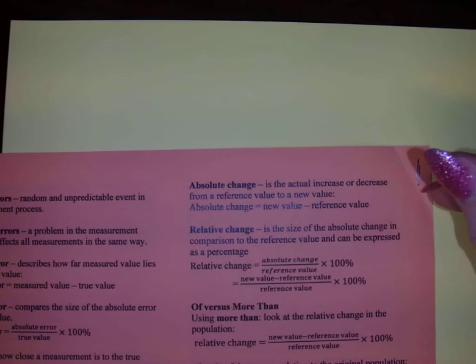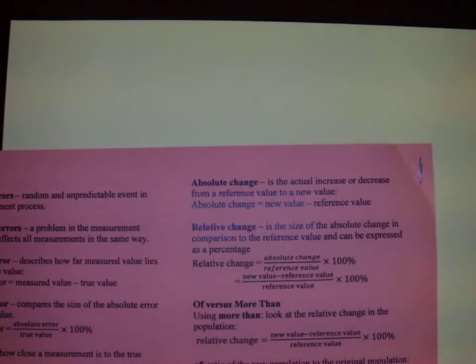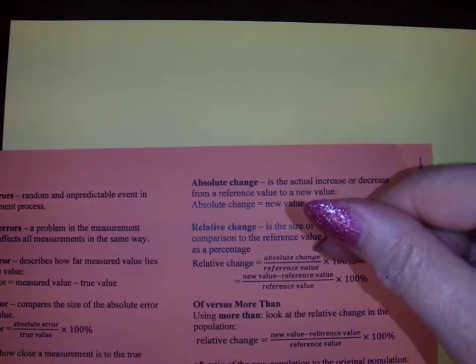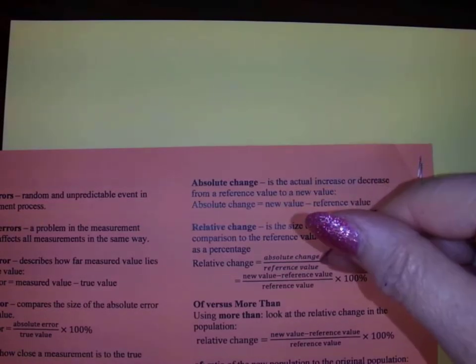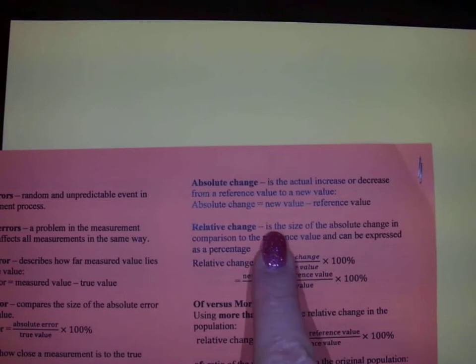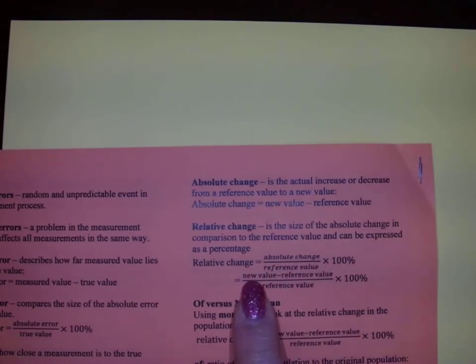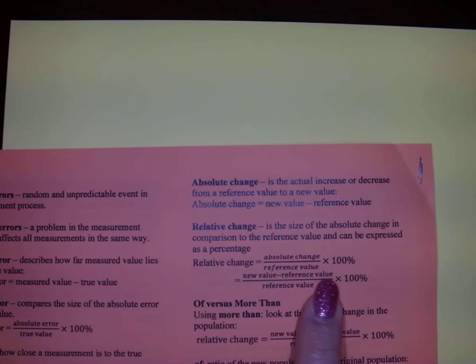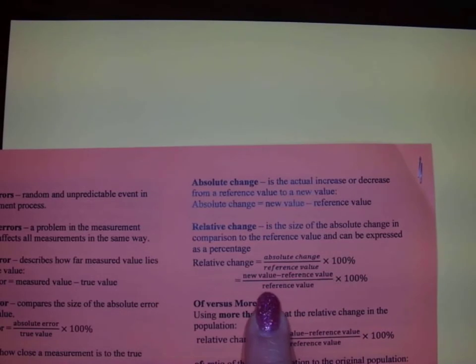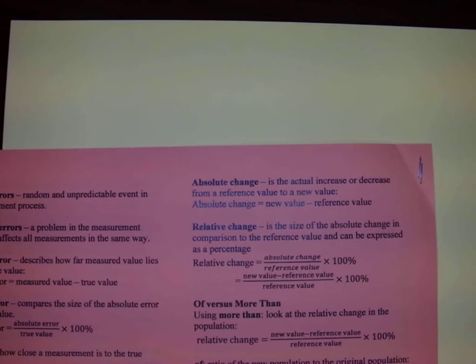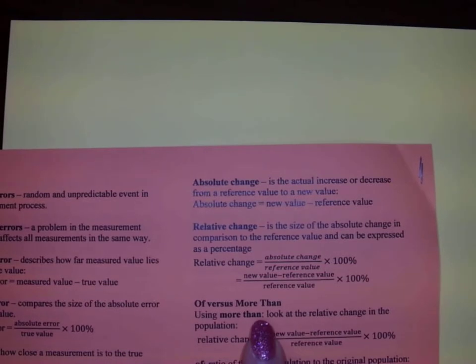The relative change is the size of the absolute change in comparison to the reference value and can be expressed as a percentage. So relative change would be the absolute change over the reference value. Our absolute change was our new value minus our reference value, so we can rewrite this if we want and just do the new value minus the reference value over the reference value. Okay? And in both cases, you multiply by 100%. So you're moving that decimal place.